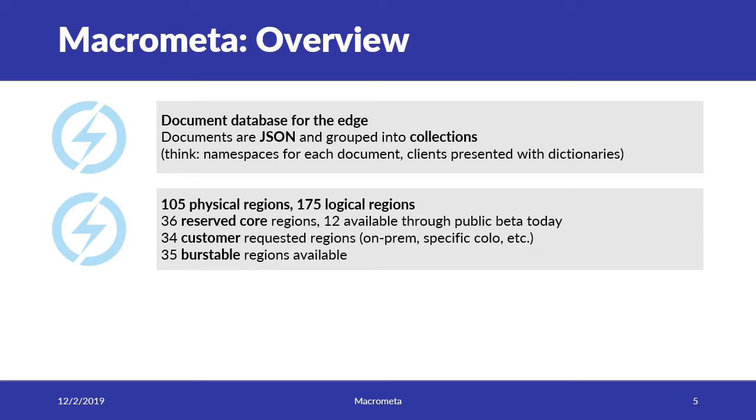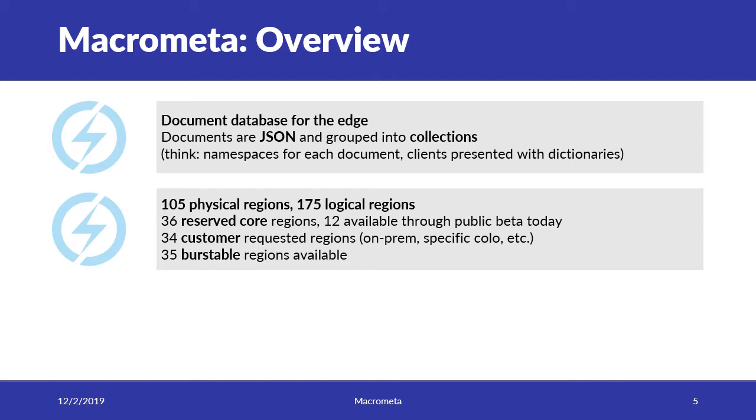36 of these regions are reserved core. 12 of them are available through the public beta today. These reserved core regions are managed instances by Macrometa themselves. 34 of these are customer requested regions, such as on-prem or specific colo or similar to this. So customer requested, usually customers manage the facilities, for instance.